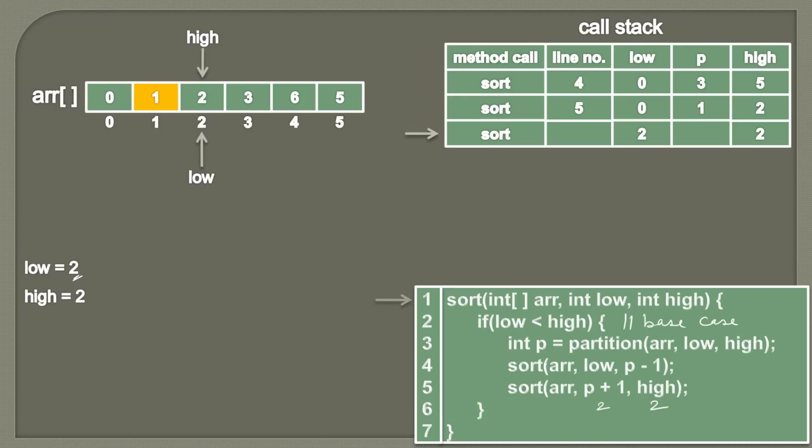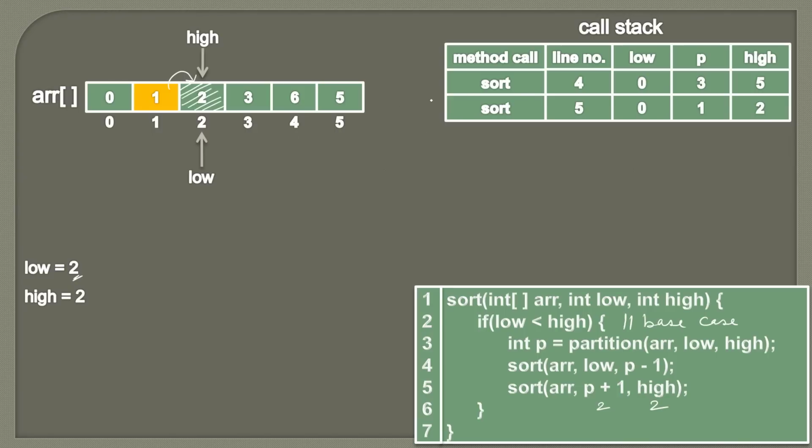Moving ahead, here you can see that now we are partitioning the elements which are greater than pivot, which is only this element 2, which is only one element. As low is equal to high, it means we have reached our base case and we are telling this sort method to please stop the recursion and go back. So this method will be removed from the call stack because we can't divide 2 further down.